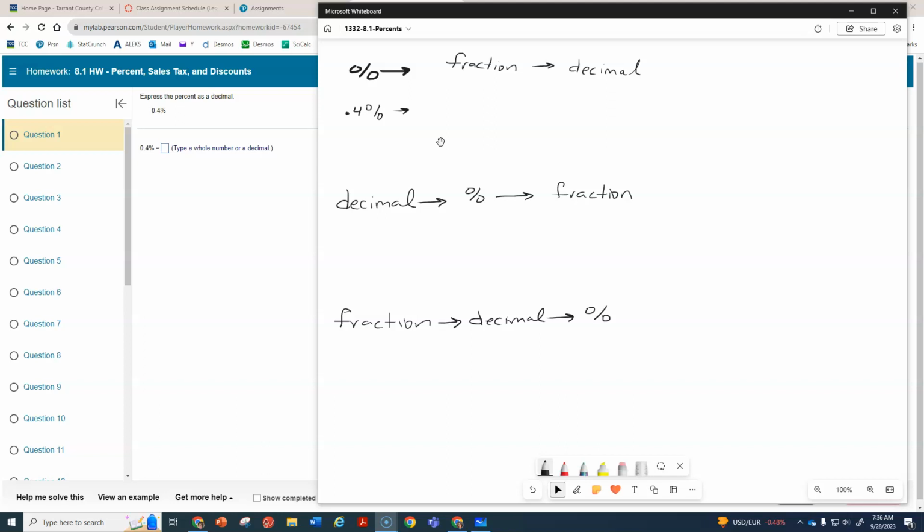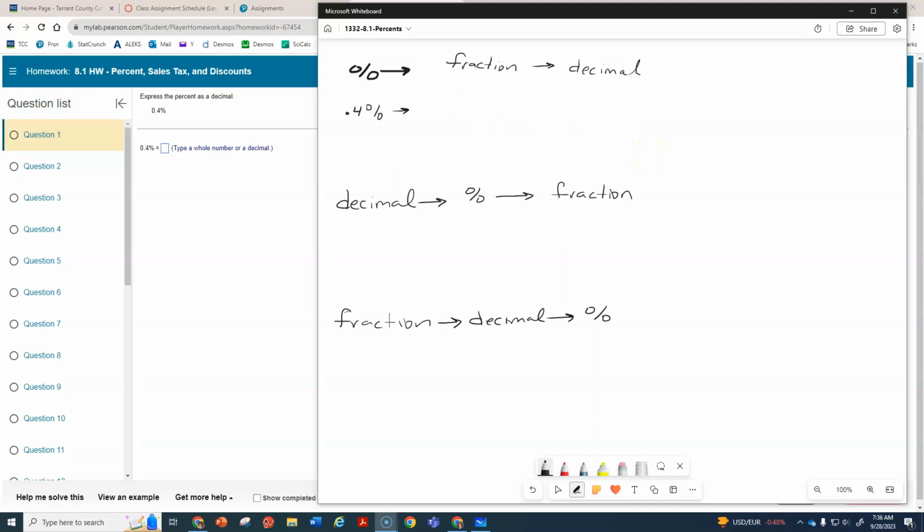Those all are values that have the same value. They will purchase the same amount of merchandise. They're just simply in different forms. Same thing is true here. They give us this percentage, 0.4%. That percentage can be changed to a fraction, and it can also be rewritten as a decimal.